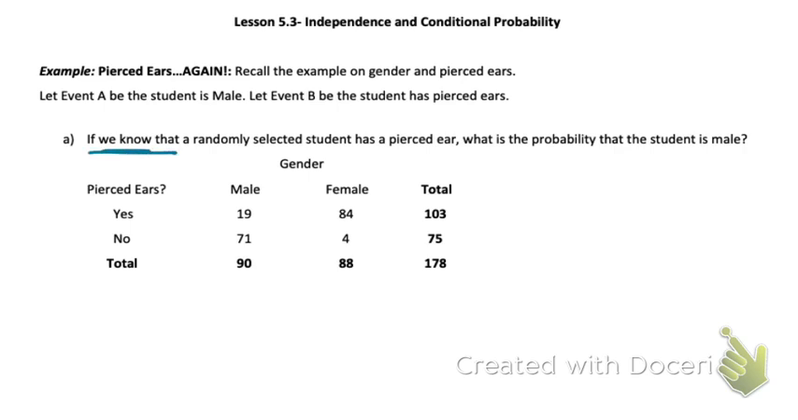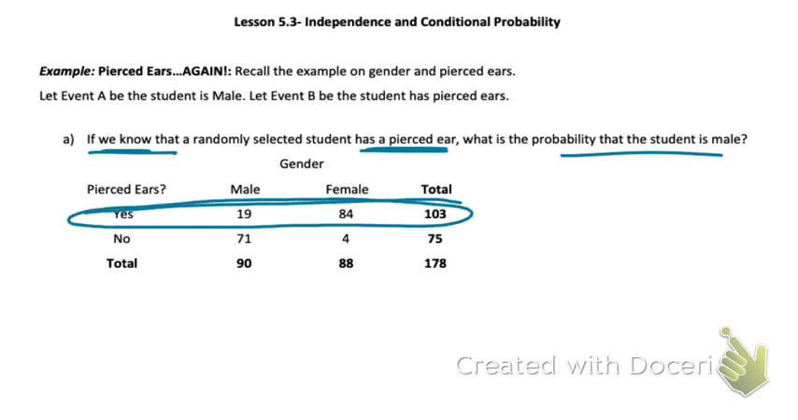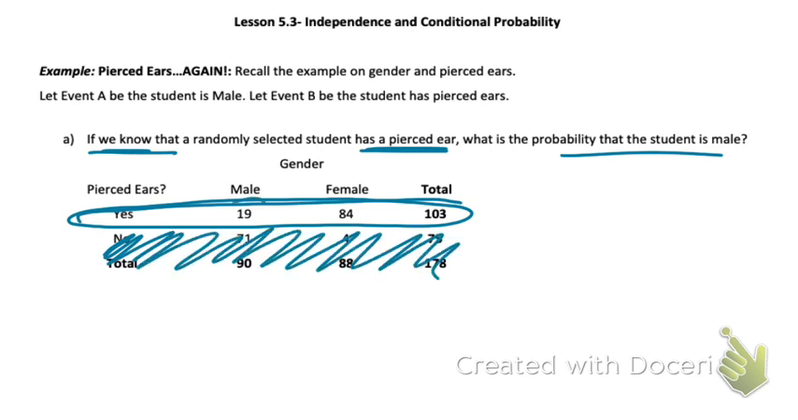If we know that a randomly selected student has a pierced ear, what's the probability that they are male? Tell me what fraction you would use to answer this question. 19 over 103 or 19 over 178? Why 103? Basically, guys, what I'm saying here is if I know that I'm in the pierced ear section and nothing else matters, what's the probability that they're male? So that would be 19 over 103. And that equals?